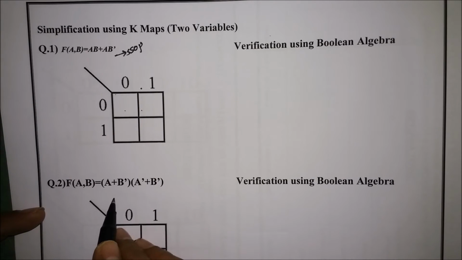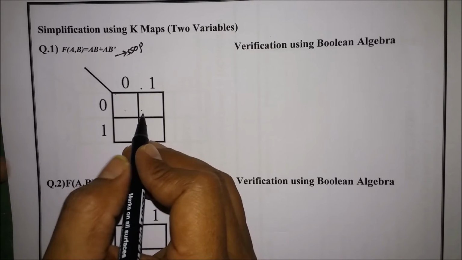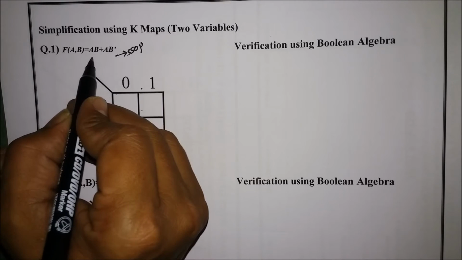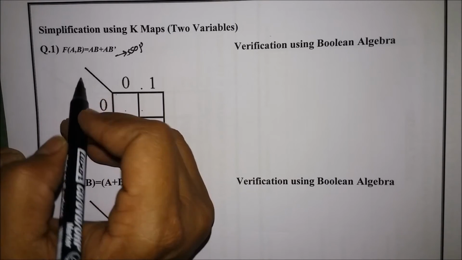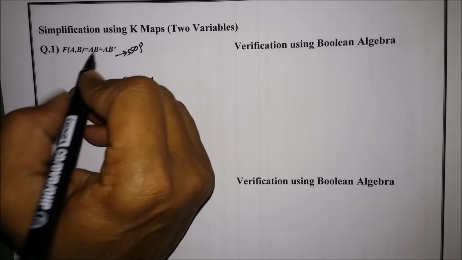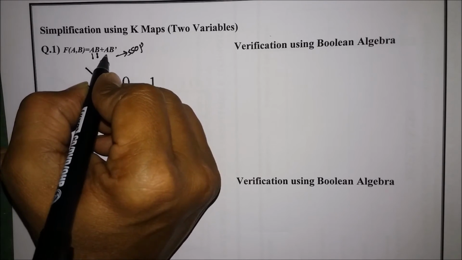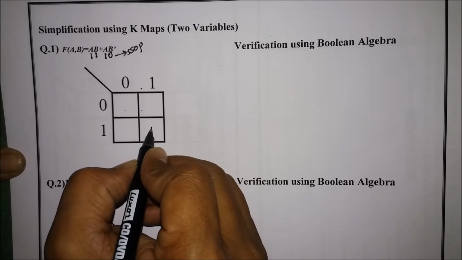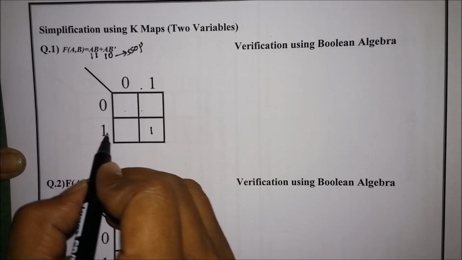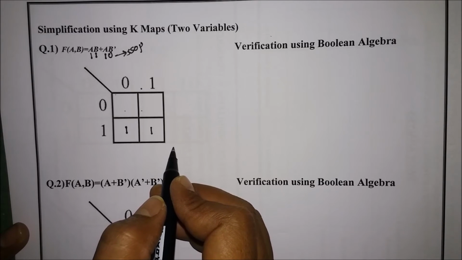When the expression is in the POS form, then I need to mark with the zeros in the given K-map. Now let us proceed. Now f of a, b is given as AB plus AB bar. AB is nothing but, as per my knowledge, a normal variable taking a value of 1 and 1, so I need to keep a 1 here, and the next is 1, 0. Where is 1, 0? 1, 0 is here. So now I have first marked the 1s.